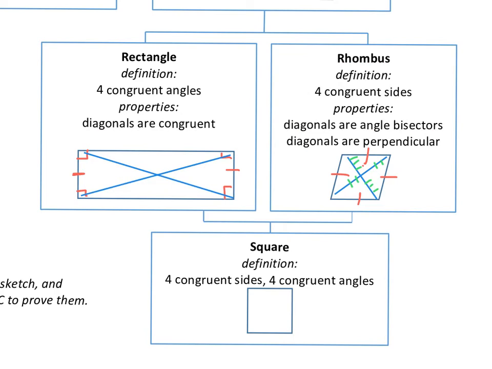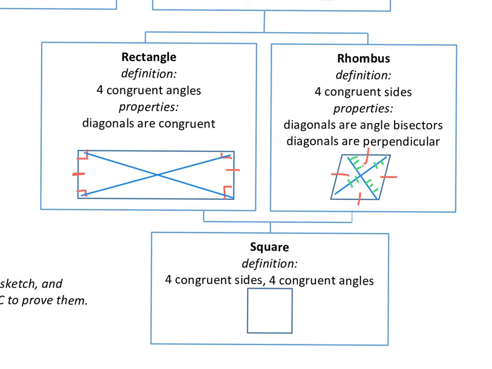Finally, let's look briefly at a square. And a square is not only a rhombus, it's also a rectangle. And it's also a parallelogram. So it inherits all the properties that a parallelogram has, and a rectangle has, and a rhombus has. And the definition of a square is just a polygon with four congruent sides and four congruent angles.